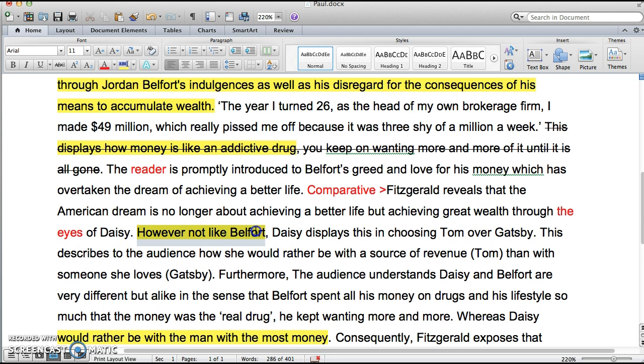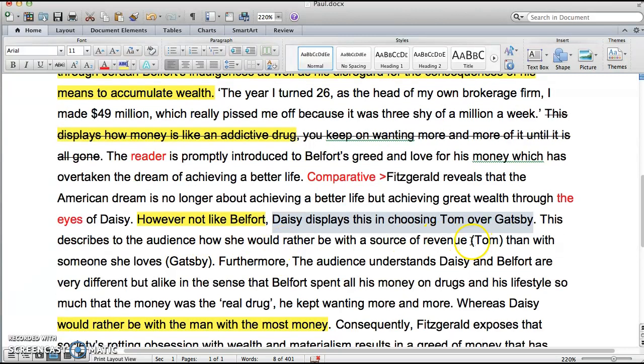Now, however, well, decide what you're saying. Is it similarly or is it different? So you've got to continue this. Does Daisy choose wealth over happiness as well? That would be similar to Belfort. "His greed and love for money supersedes any moral compass. This describes to the audience how she would rather be with a source of revenue." Don't put things in capital in brackets. "Source of revenue, but then with someone she loves." Yes, okay. So how she prizes money and privilege over happiness and love.